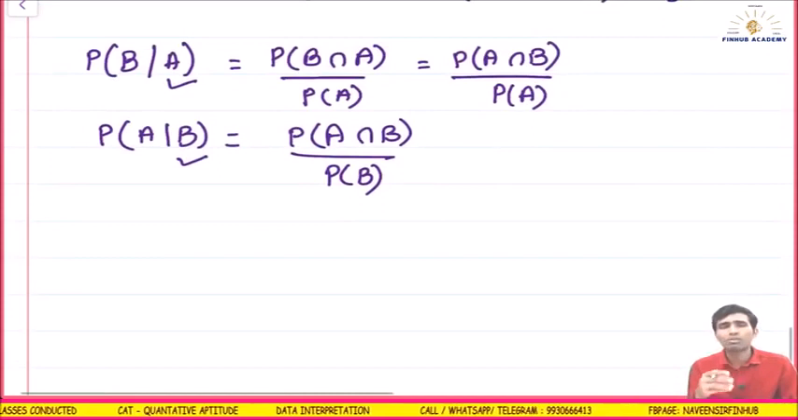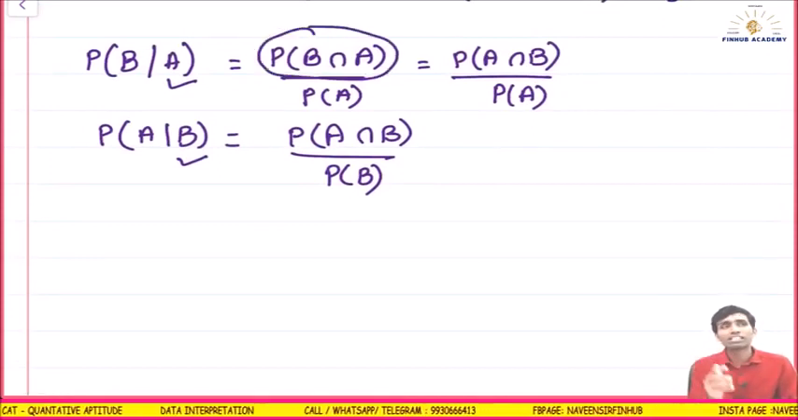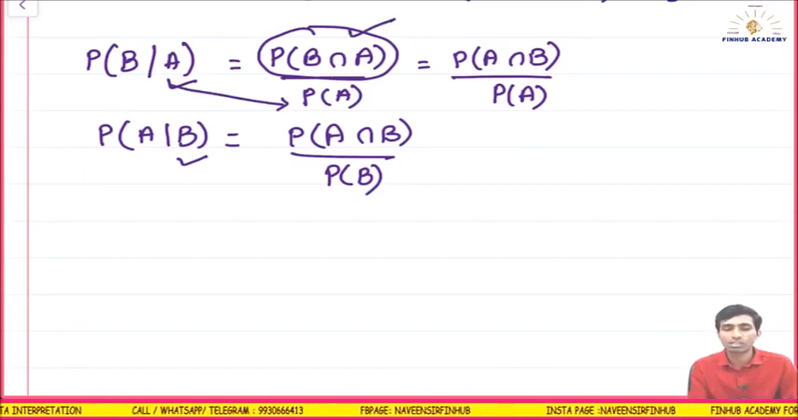Other way around to write, if I want, I can make n number of formulas. I want A intersection B and some conditional relation is given. If I multiply this conditional probability with probability of A, then I will get what? Intersection. You should remember this. Okay, you should remember this.